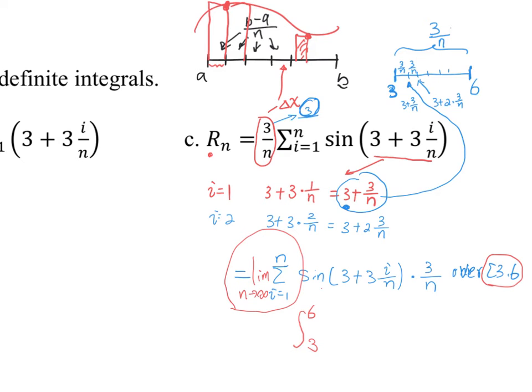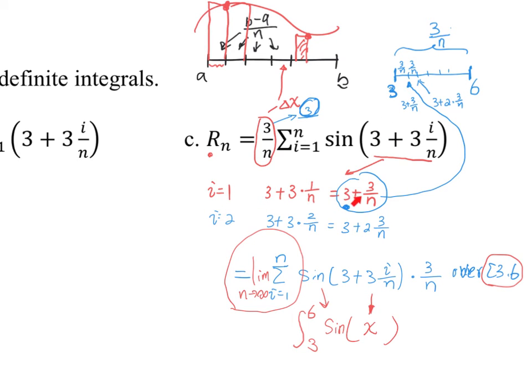And the function here is going to be sine. That's the grid point, right? The grid point is my x. It starts with the first grid point, the right endpoint of the first interval. So don't get confused by 3 plus 3i over n. That's where your grid point is. When i is 1, that's the first grid point.